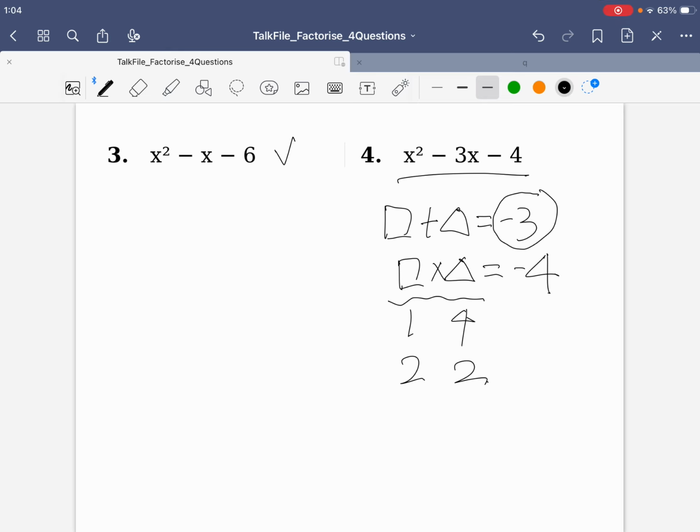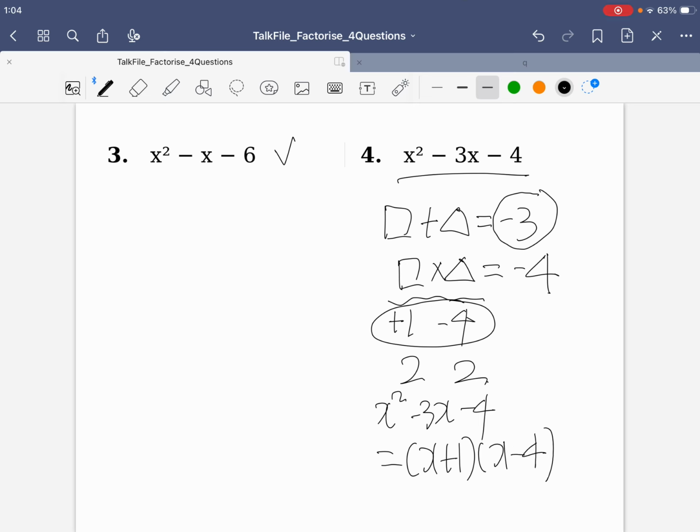So that's how you get positive 1 and negative 4. If you multiply them together, you get negative 4. If we add them, 1 minus 4, you get negative 3. So that's how you factorize this expression: x plus 1 and x minus 4. Like I said, if you are not sure, then expand this expression and see if you can get this one.